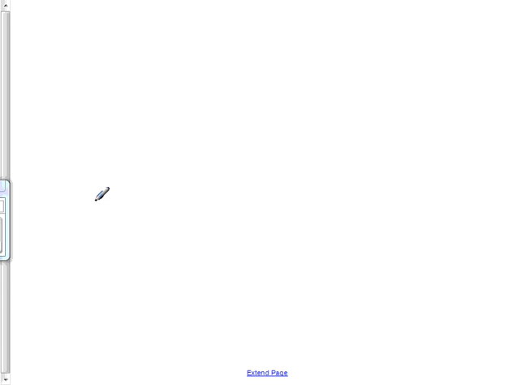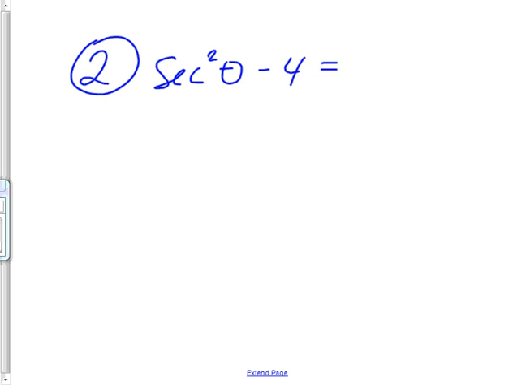Okay, welcome back, ladies and gentlemen, for an extra little video on solving equations. This is basically going over some problems off Pre-Calc Worksheet Part 2, and here is an example of a simple one. Say you wanted to do number 2, and it's secant squared theta minus 4 is equal to 0.